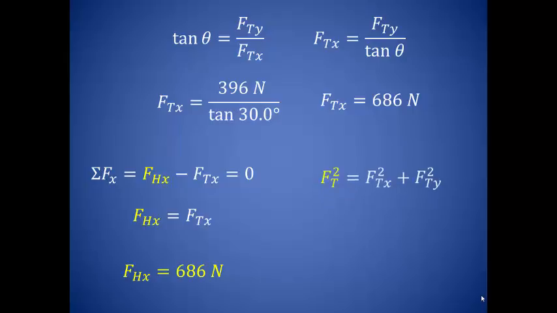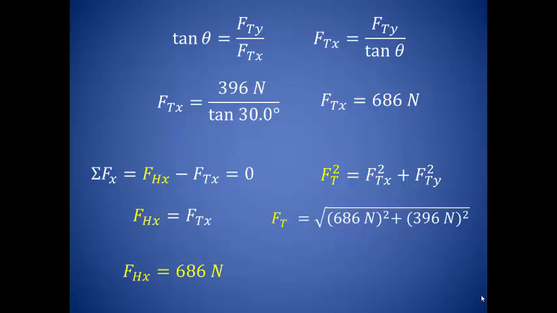And finally, since we know the X component and the Y component of our tension force, we can now find the tension force itself. We haven't used Pythagorean in a while, and that's a nice one to use because it's so simple. So if we take the X component of the tension and the Y component of the tension, square both of them, add them together and take the square root, we find the force of tension is 792 newtons.